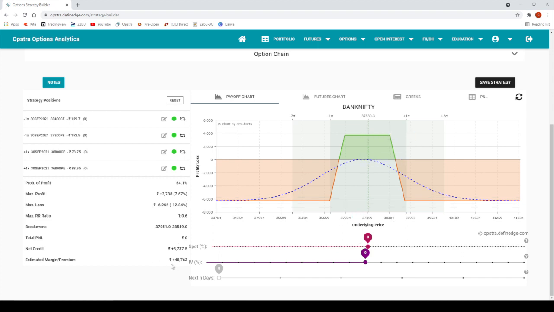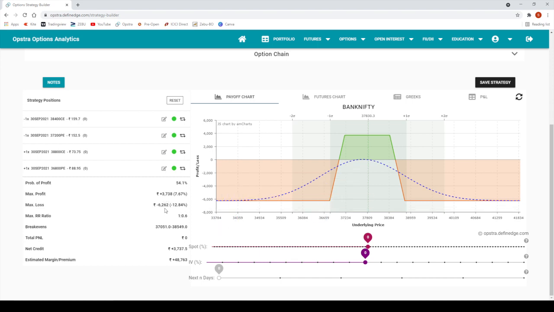Okay. So now see, we need around 50,000 margin for the iron condor strategy. Max profit 3,700, which is 7.5% return, and max loss 6,200. So if our view goes wrong, so always we can adjust the strategy and we can come out with profit. So if you want to know how to adjust iron condor, I have made another video. So I will give the link in the description. So you can go and check that video. Okay. So this is a non-directional strategy.